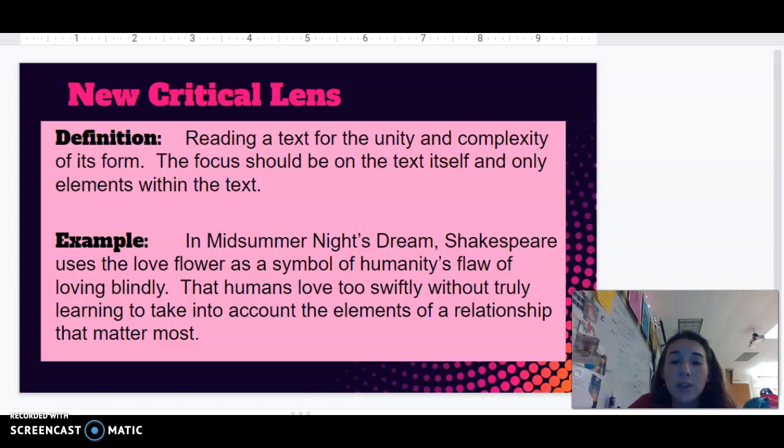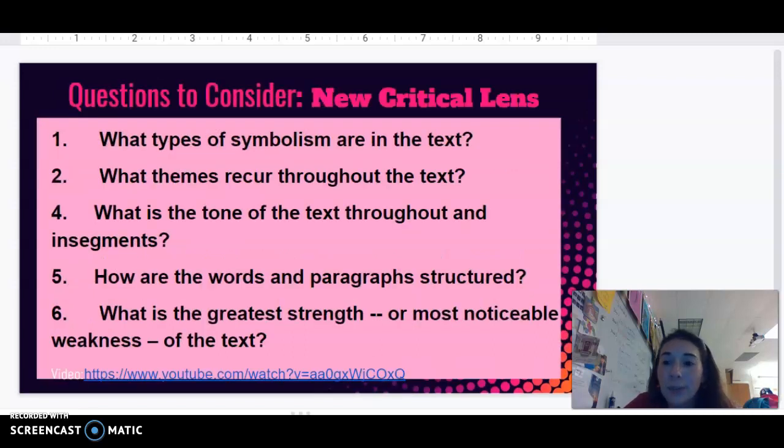So this is when you have been going through each story with a fine-tooth comb, going over characters, going over elements of literary function, sentence form, things like that. So my example is in Midsummer Night's Dream, Shakespeare uses the love flower as a symbol of humanity's flaw of loving blindly. That humans love too swiftly without truly learning to take into account the elements of a relationship that matter most. So, as you can expect, some of the different elements that we have been covering over the past couple weeks are specifically for this lens.